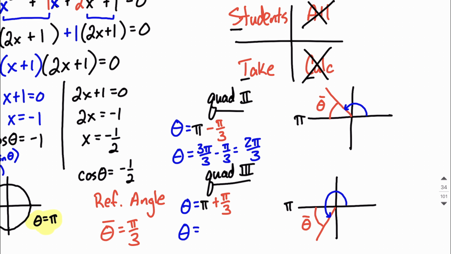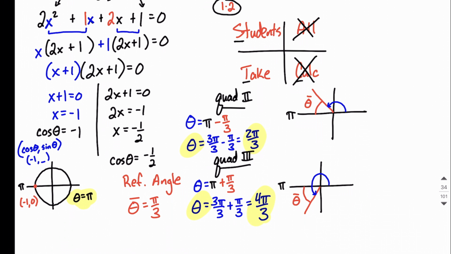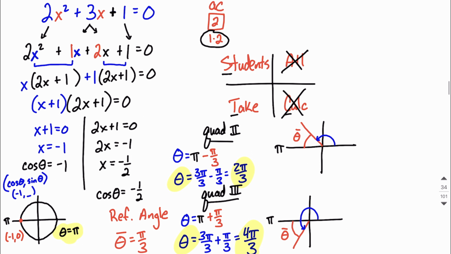Pretty similar as far as the work here. We're going to get a common denominator by rewriting pi as 3 pi over 3. And then add these together and we get 4 pi over 3. So we get this solution for theta, 4 pi over 3, in addition to theta has to equal pi from that first equation that we solved down on our first factoring over on the left-hand side.